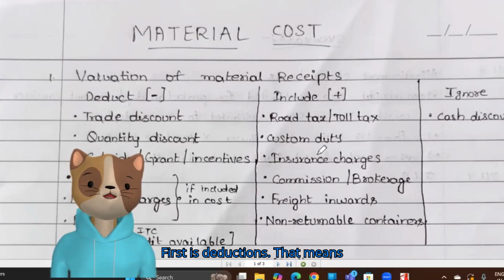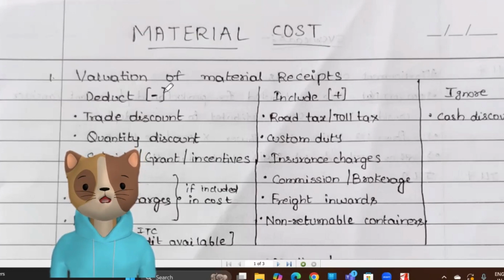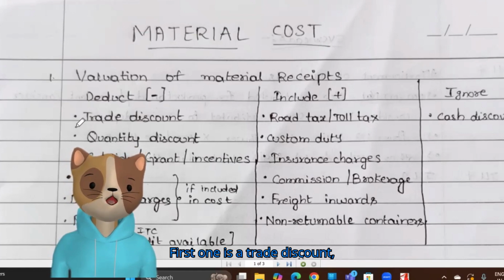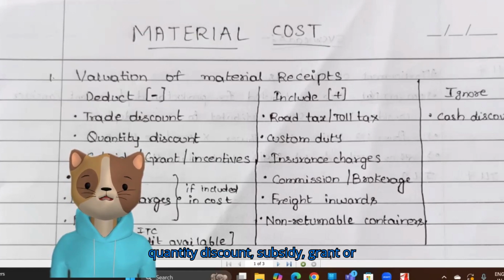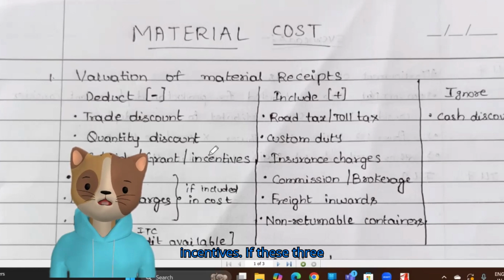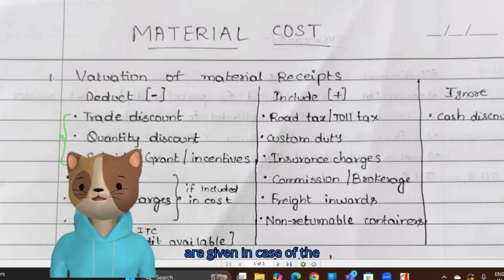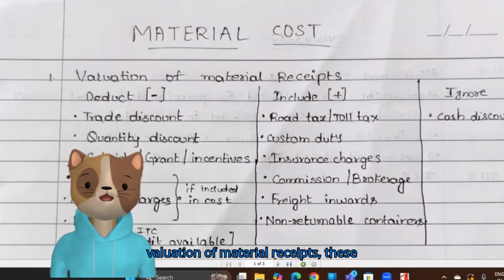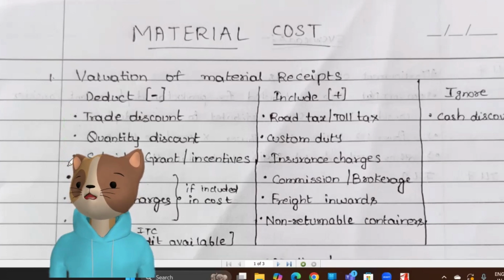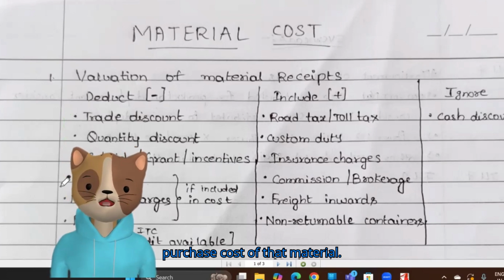list. First is deductions, that means these are to be reduced. First one is a trade discount, quantity discount, subsidy, grant, or incentives. If these are given in case of the valuation of material receipts, these need to be deducted from the purchase cost of that material.